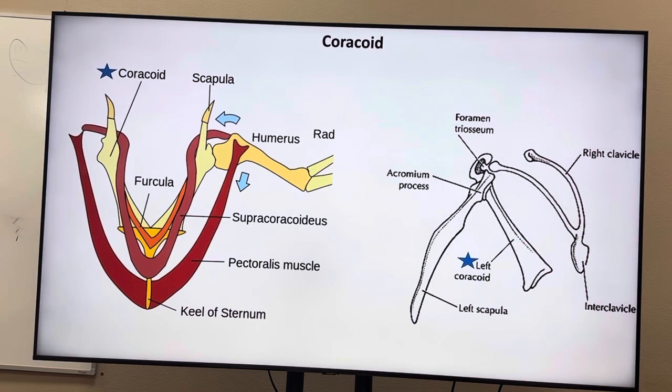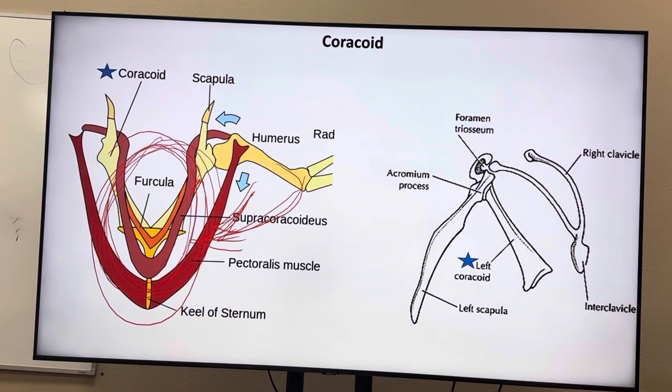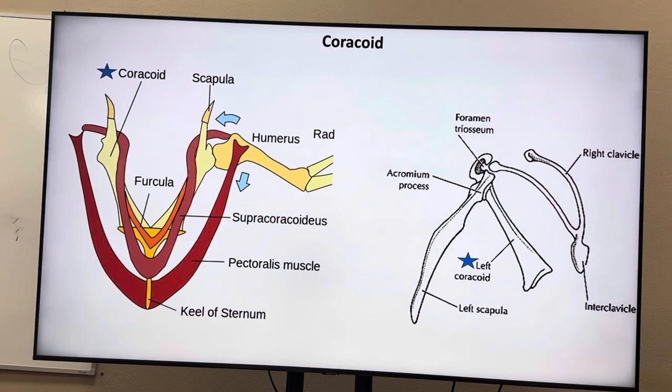During the downward stroke, it limits the movement of the limb falling towards the keel, because here we have the heart, we have the lungs, we have vital structures. So this also tries to limit the shoulder movement towards the keel from the pull of the pectoralis muscle.